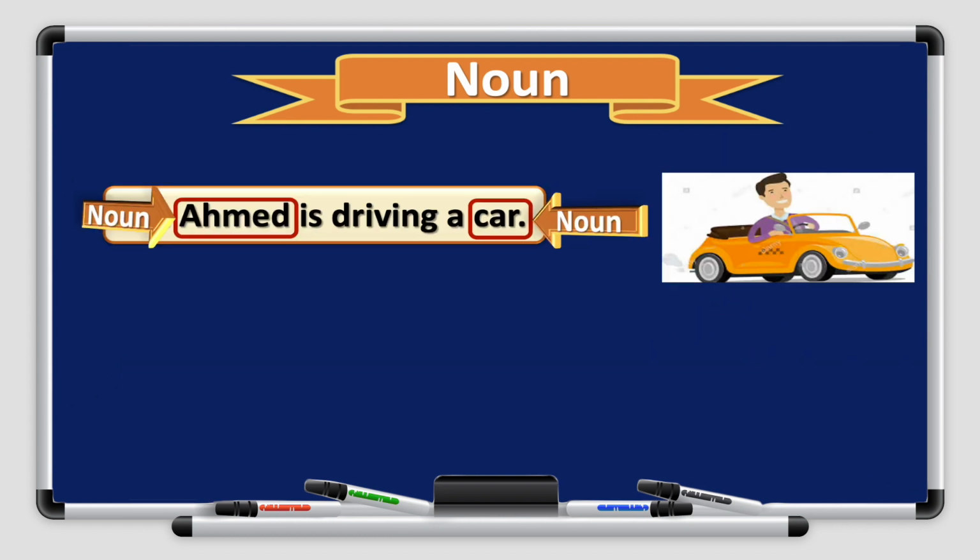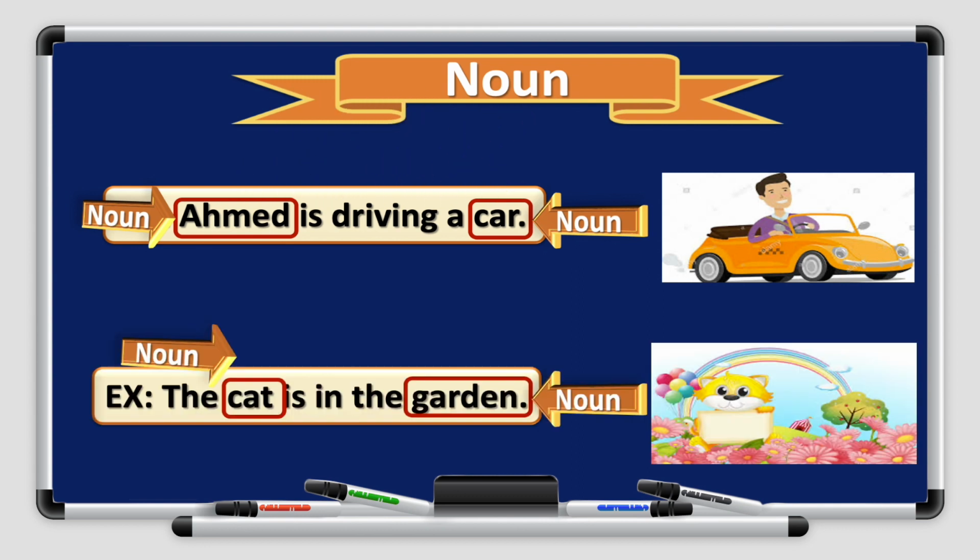Let's take an example here. Ahmed is driving a car. There are 2 nouns in this sentence. Can you identify them? Yes, we have Ahmed and car. Let's take another example. The cat is in the garden. Again, we have 2 nouns in this sentence. Cat and garden, animal and a place.